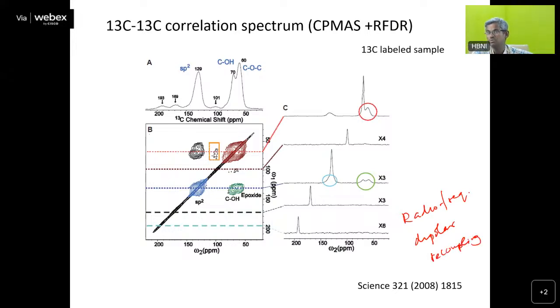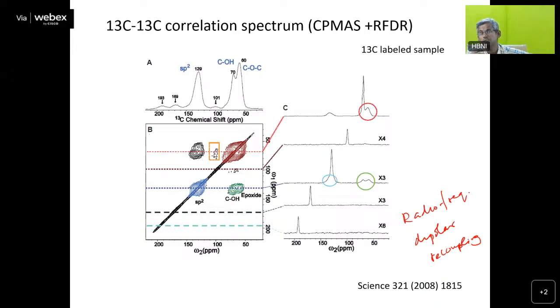You want to recouple. If you do decouple, then you will not get information. Of course, the line will be narrow, but the chemical space information or the connectivity you cannot get, or physical phenomena like magnetization exchange or population exchange you cannot see. So for that, we need a technique called RFDR, radio frequency dipolar recoupling.